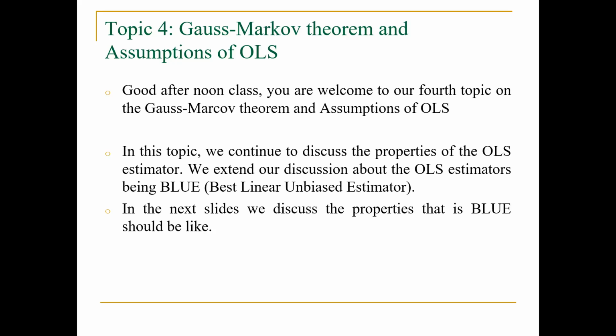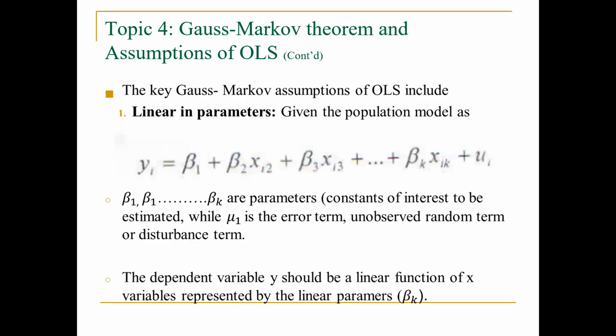So throughout this topic, we continue discussing the properties of the ordinary least square estimator, and we extend our discussion about the OLS estimator being BLUE. So in the next slides, we discuss what are the qualities of this estimator. What does it mean to be BLUE? Moving forward, we start with the very first assumption, where we say that the estimator should be linear in parameters.